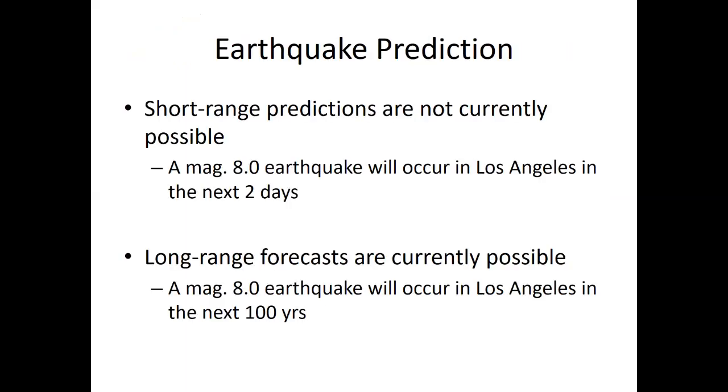So, earthquake prediction. Unfortunately, we can't make short-range predictions. We can't make statements like a magnitude 8.0 earthquake will occur in Los Angeles in the next 2 days. If we could, we could save a lot of lives and property, but we just can't. We're not there yet, and I don't know if we ever will be. We can, however, make long-range forecasts. For example, we can say a magnitude 8.0 earthquake will occur in Los Angeles in the next 100 years, which is still useful because that way we can prepare.